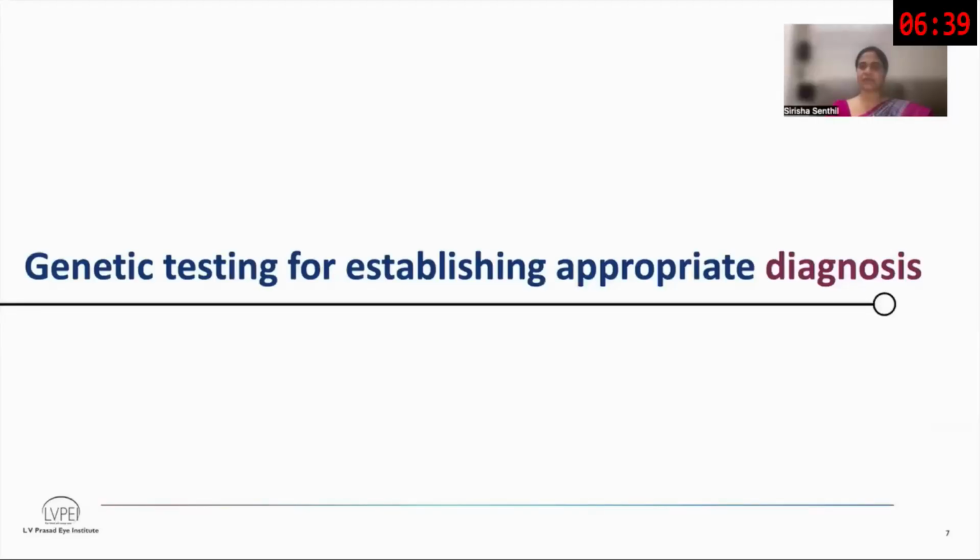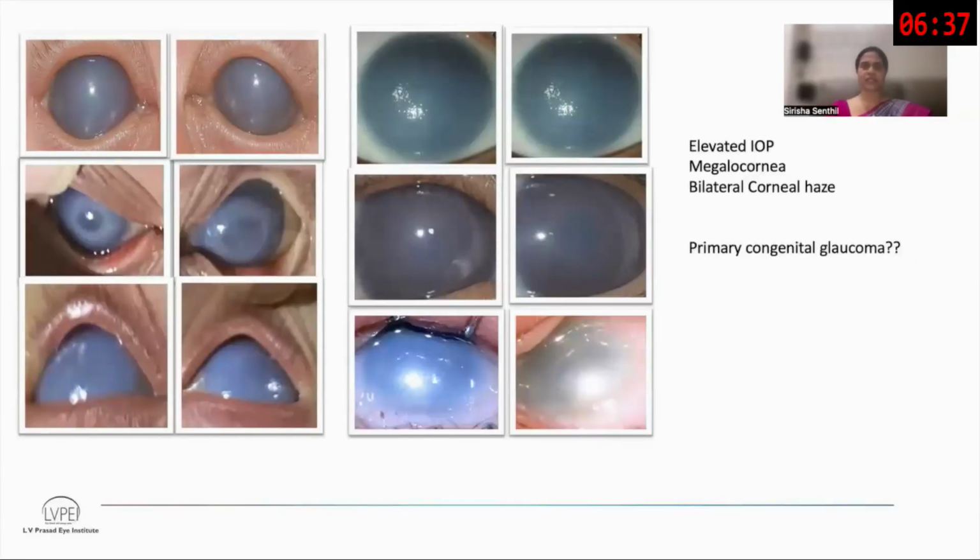Genetic testing for establishing appropriate diagnosis. Whenever we see an eye with a hazy cornea and megalocornea, it's not difficult to diagnose that this is congenital glaucoma. We need to understand that every elevated IOP, every megalocornea, or every bilateral corneal haze is not necessarily a primary congenital glaucoma. We may be dealing with a condition that could be secondary, or sometimes with a condition that's not even glaucoma.